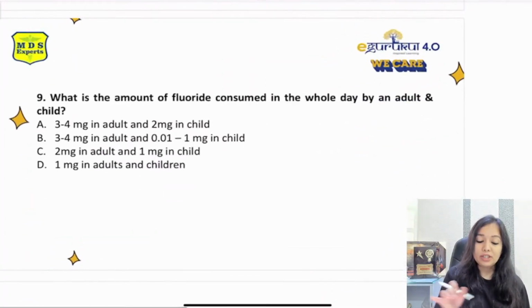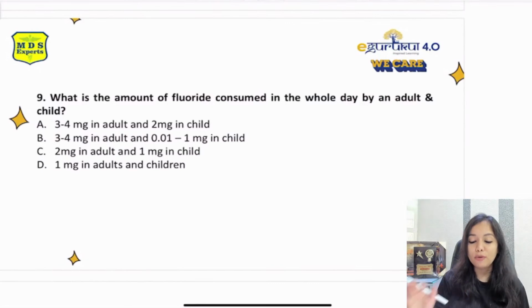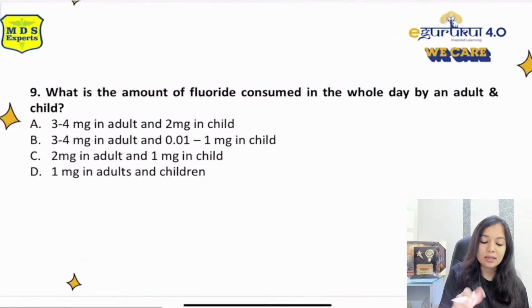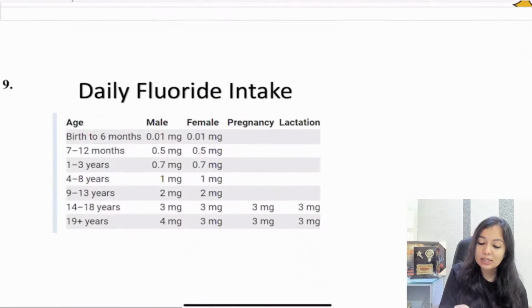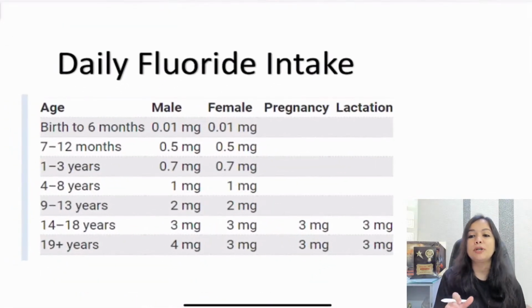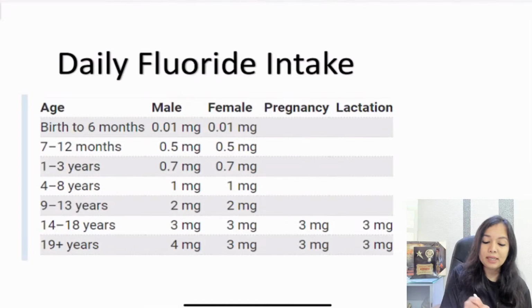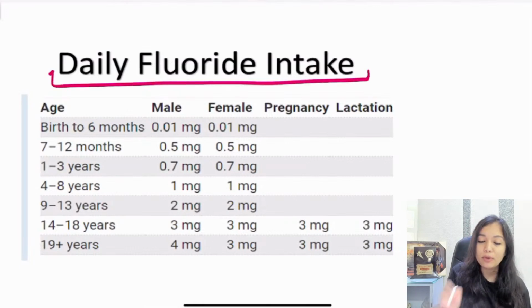The 9th question is, what is the amount of fluoride consumed in a whole day by an adult and a child? So the answer here is B, that is 3 to 4 mg in an adult and 0.01 to 1 mg in a child. You just need to go through and learn this particular table. This is the table of daily fluoride intake.